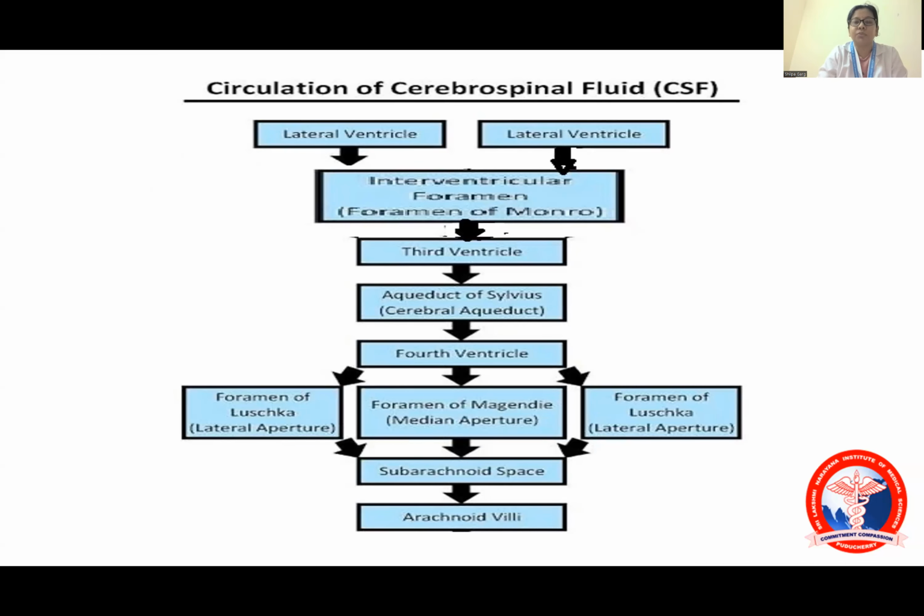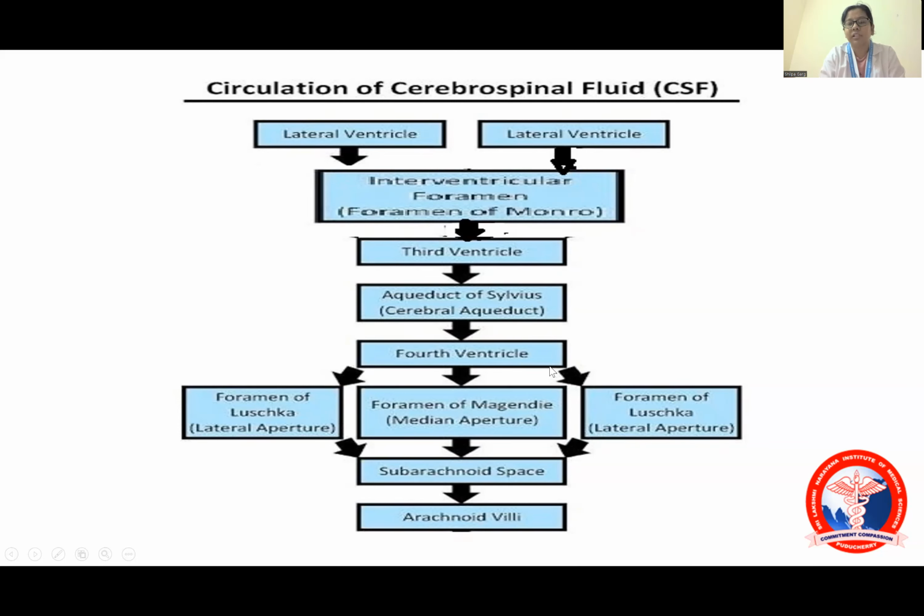Now, this figure shows very accurately the circulation of CSF, how the CSF flows from the brain to the spinal cord. From the two lateral ventricles, it enters the interventricular foramen, also called the foramen of Monro, and enters the third ventricle. From the third ventricle, it enters the fourth ventricle through the cerebral aqueduct, also called the aqueduct of Sylvius.